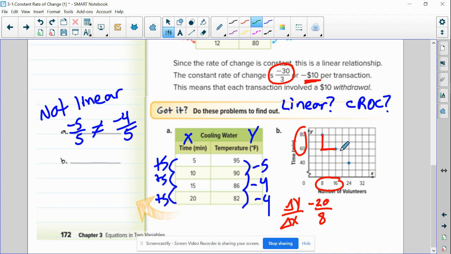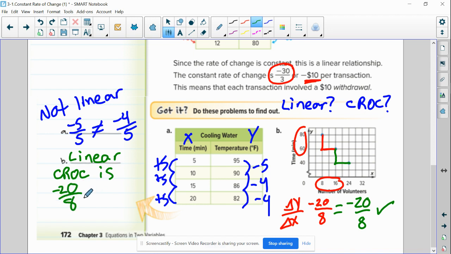And then I want to look at the next line. Did I do the same thing going from one ordered pair to the other ordered pair? Do those actually equal each other? Yes. So then it is linear. And the CROC is negative 20/8, which technically, let's put that as a decimal. A negative 2.5 minutes per volunteer. Normally we don't talk about minutes and fractions. You normally want it as a decimal or whole number type situation.